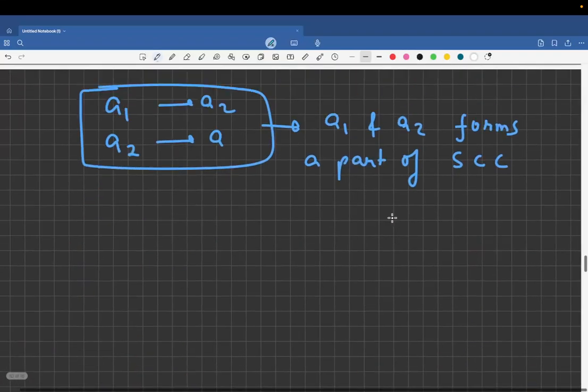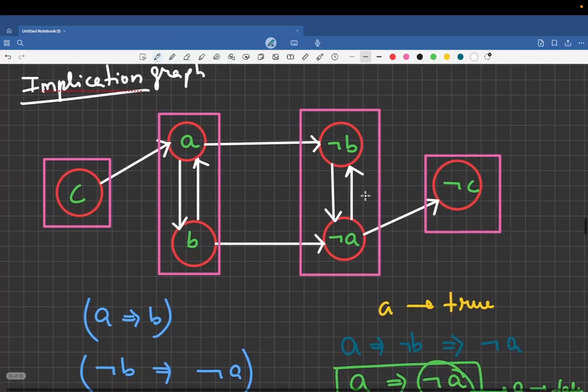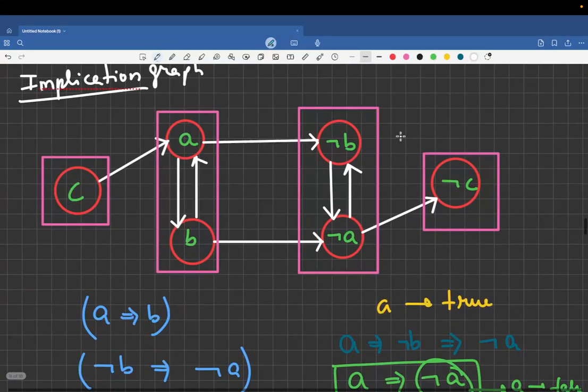Cool. So now from the graph, how will we actually do this? If you guys remember the solution of strongly connected components, what I told is the strongly connected components are ordered in the topologically sorted order.